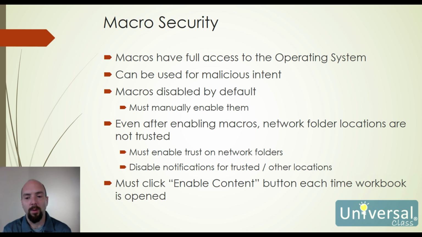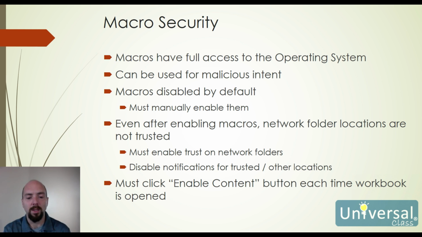Even after enabling macros, though, some of the network locations are not going to be trusted. So what we need to do is tell the system which folders on the network are actually allowed. What this does for us is it allows us to set that we have a specific share on the network where we store all of our Excel workbooks that have macros, and then we can do things like set group policy that will allow us to tell all of the computers on the network that that particular folder is allowed. And what that will do is allow us to disable the notification that there are macros and just simply allow them to run.